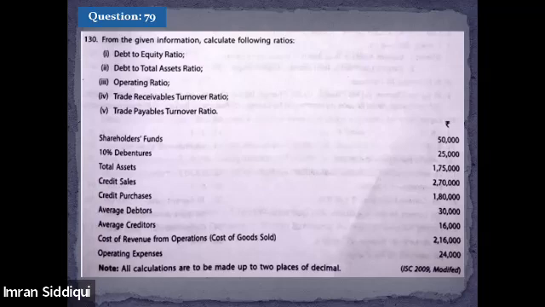Please try attempting and solving this question. I'm waiting. If you have any difficulty solving it, I'm right here, just let me know. Make sure you remember all the formulas for the debt to equity ratio, debt to total asset ratio, operating ratio, and trade receivable and trade payable turnover ratios. Yes, sir. Then start. Do it quickly.